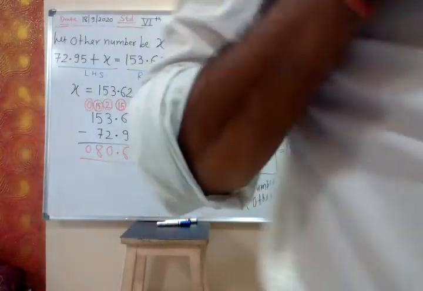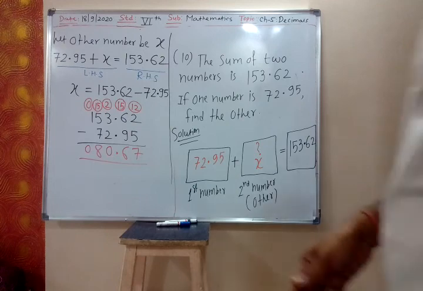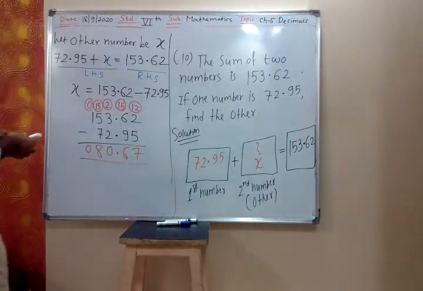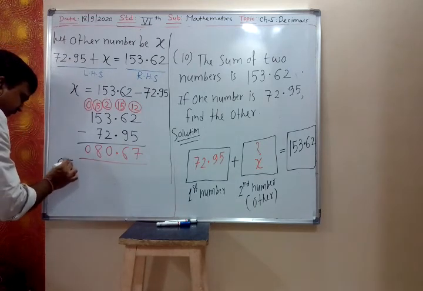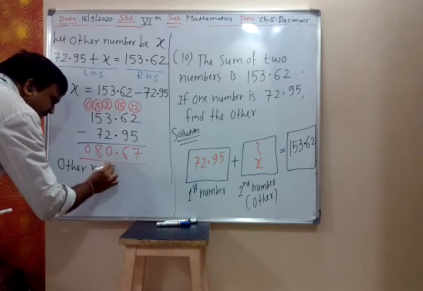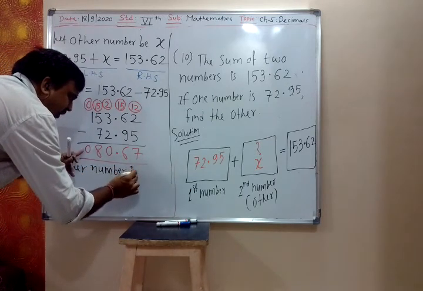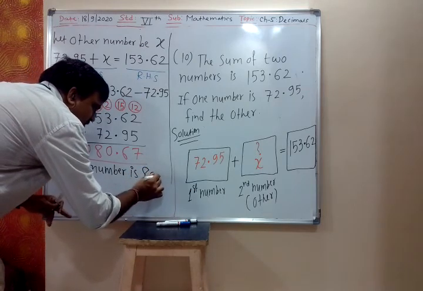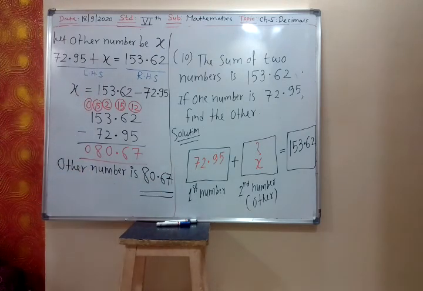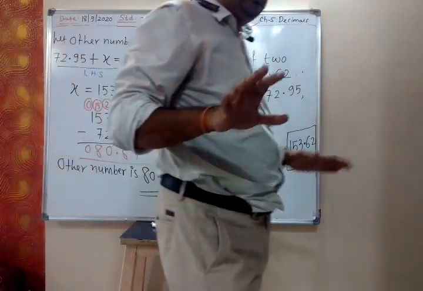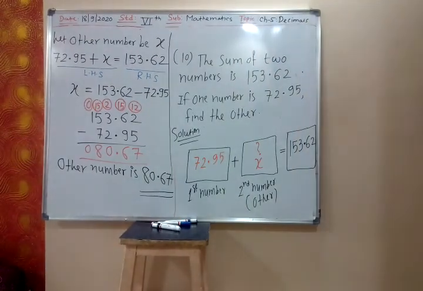So we get 080.67. Is the board clear, right? So the other number is 080, which means 80. 80.67 is the other number. Mute the microphone. Only this much. Yes, 80.67.